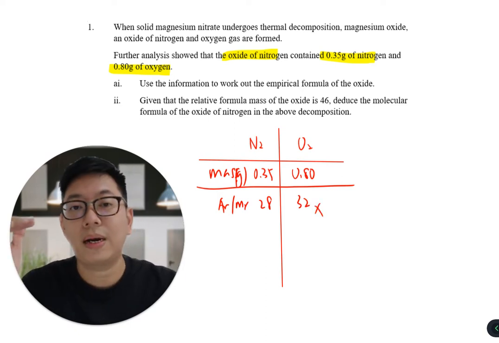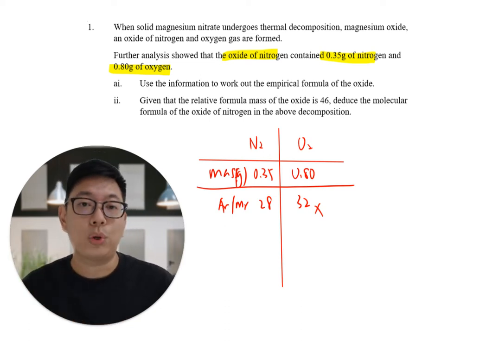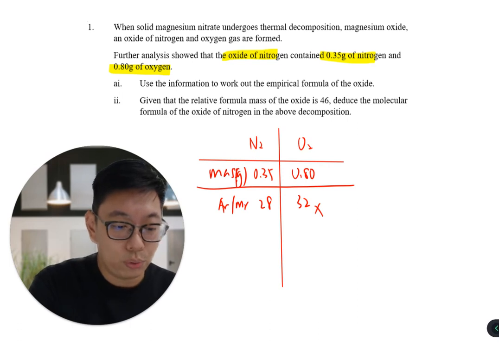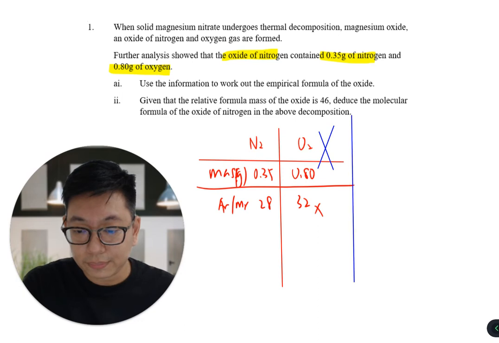Okay, so you must be very clear that when you're calculating empirical formula, you want to write the AR of the atom. It doesn't matter that nitrogen and oxygen exist as N2 and O2. Yes, that's correct. But when you want to calculate the empirical formula, we write N and O. So I'm going to do it in blue color to show you what the correct steps are. So don't make the mistake of writing that.